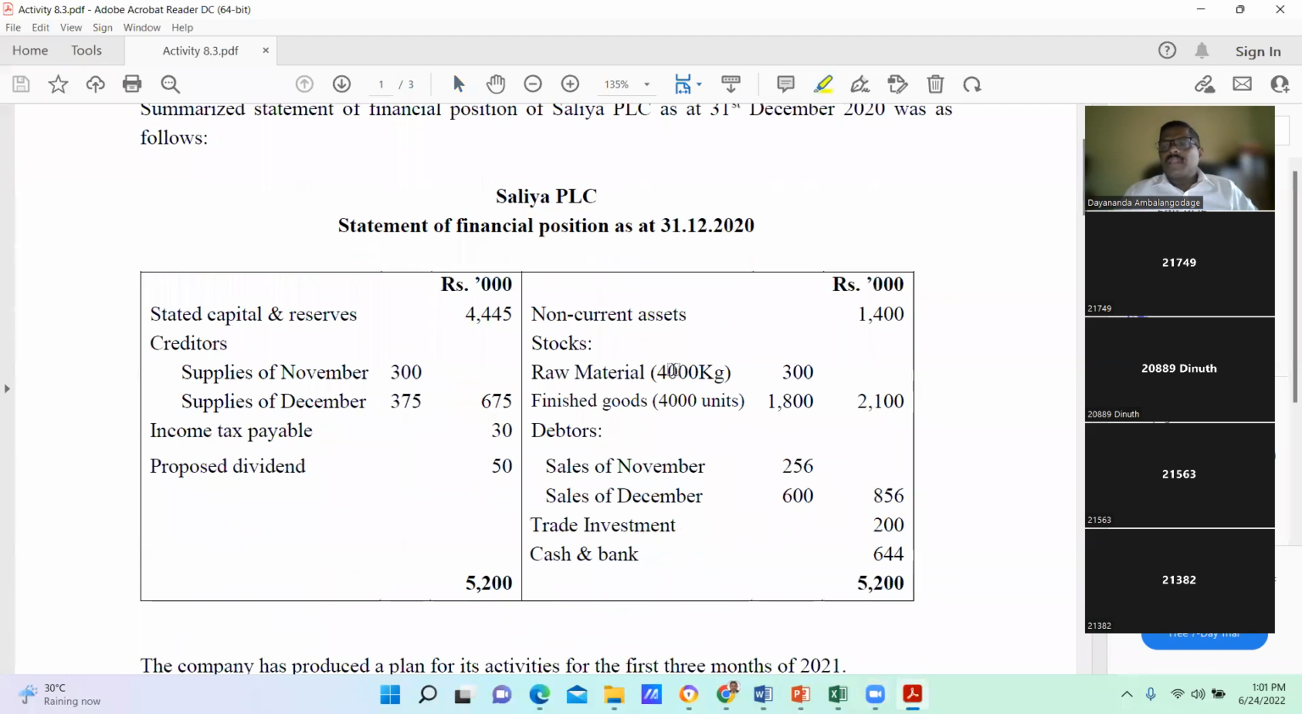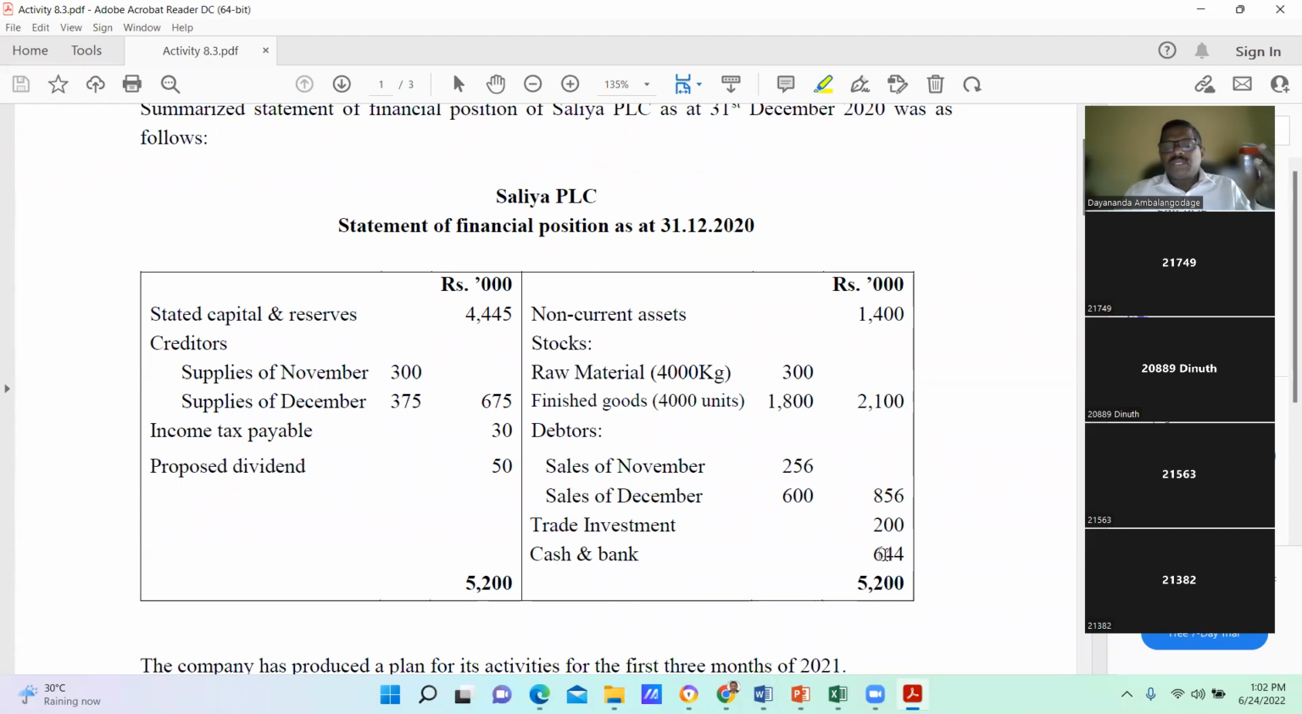Raw material 400 kg, which is the opening for the next month. Finished goods, as at 31st December, so on January 1st the finished goods would be 4,000 units opening. Then these are debtors. You have to remember this is sales of November, and this is sales of December. Those are the closing debtors.